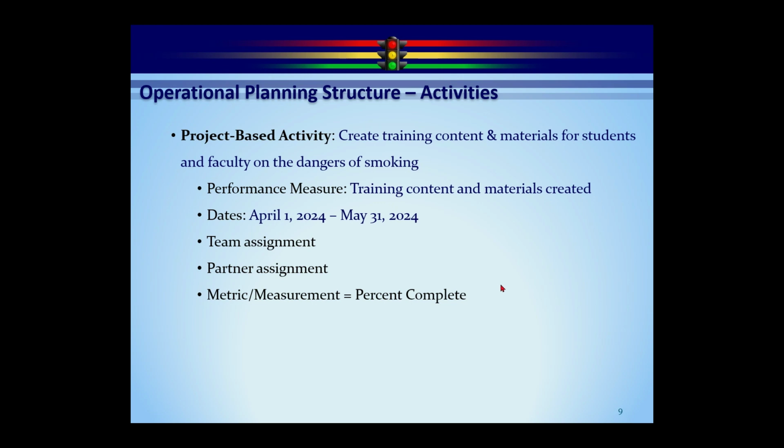And again, there's a couple other options I'll show you in there. But, if we're building training content, once we're halfway through, we're 50% complete. We're 3/4 of the way through, we're 75% complete. So that's kind of how that is set up. Project-based activity is by far the most common and the simplest type of activity.